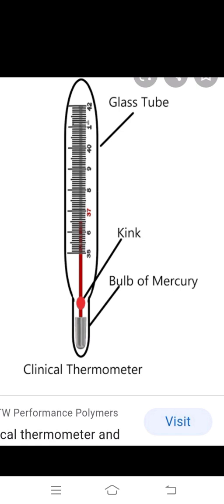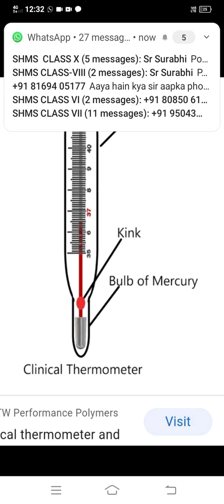Now, a clinical thermometer consists of a long, narrow, uniform glass tube. It has a bulb at one end. You are watching here that it has a bulb at one end. This bulb contains mercury. Outside the bulb, a small shining thread of mercury can be seen. So you are seeing here one thread-like appearance, in the middle of the thermometer.